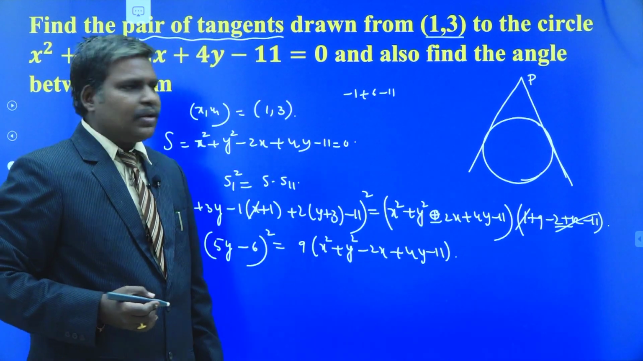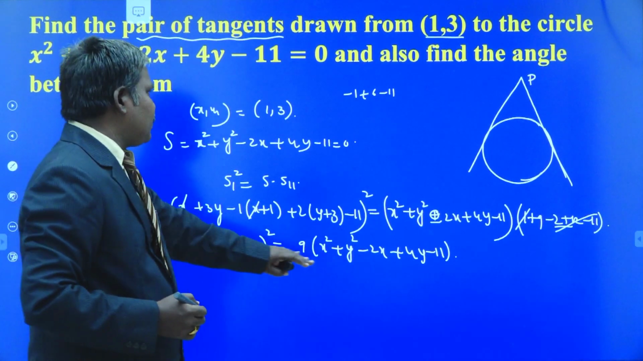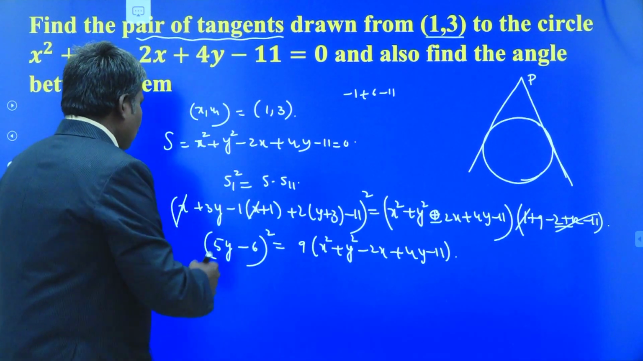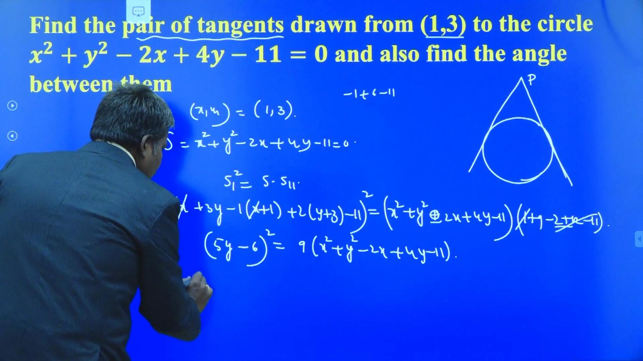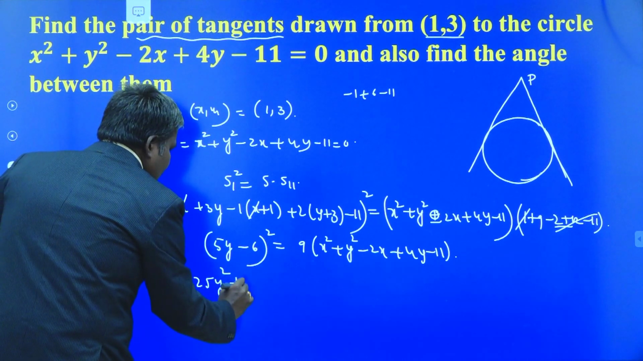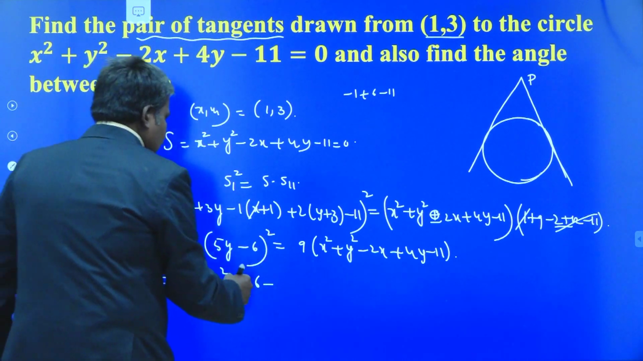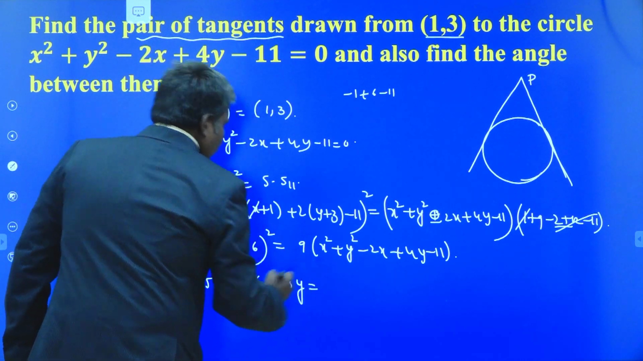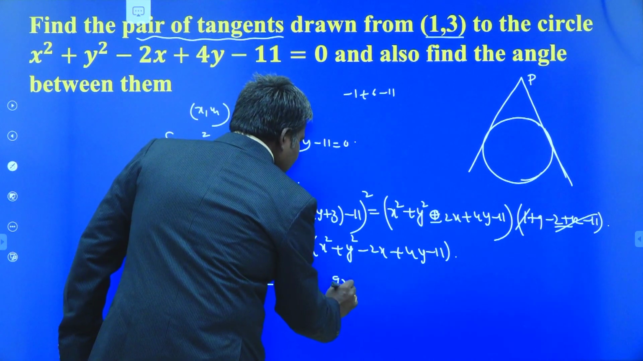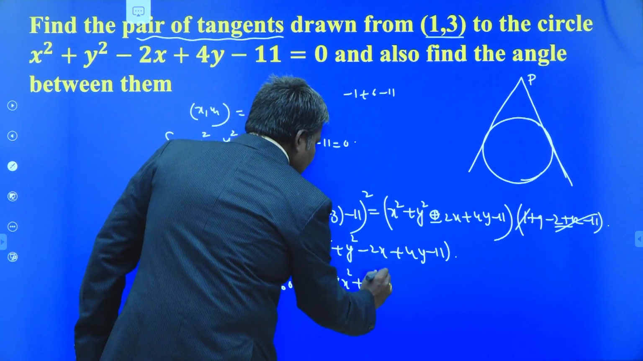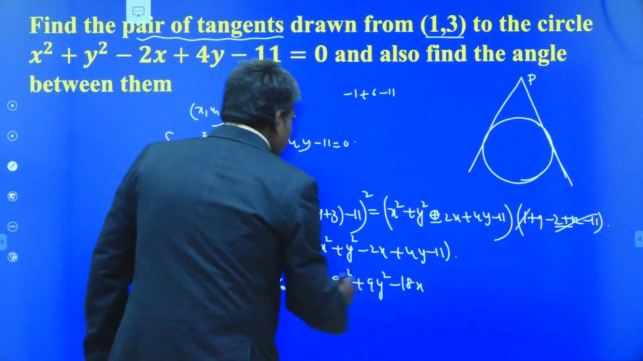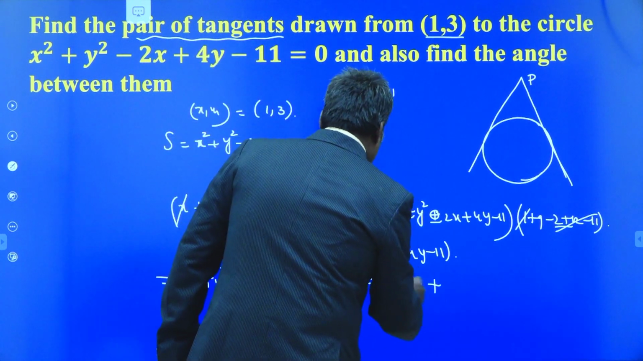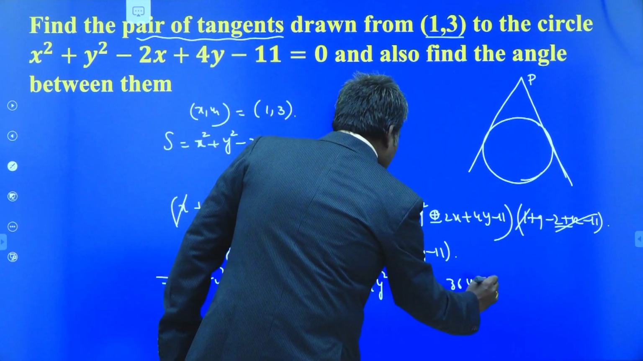This is the combined equation. Just by simplifying this equation, we obtain the pair of tangents. So a minus b whole square form. This is 25y square plus 36 minus 60y, that is equal to 9x square plus 9y square minus 18x plus 36y minus 99.